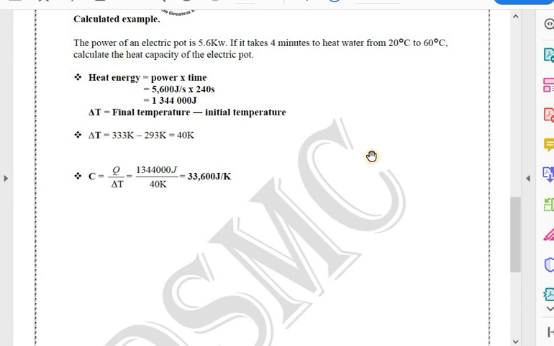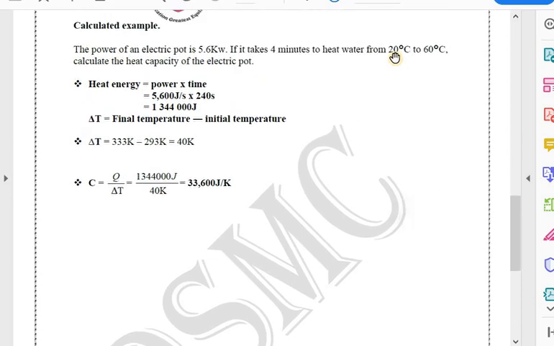Now what you want to do is you also want to find the change in temperature. So you will say final temperature, which is 60 degrees Celsius, less the initial temperature, which is 20 degrees Celsius. But again, remember, we said when we are doing our calculations in physics, we use kelvins. So on the Kelvin scale, what is 20 degrees Celsius? Remember, the Kelvin scale starts from 273. 0 degrees Celsius is equivalent to 273 kelvins.